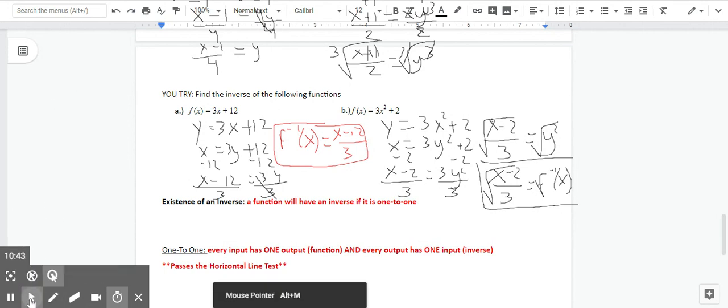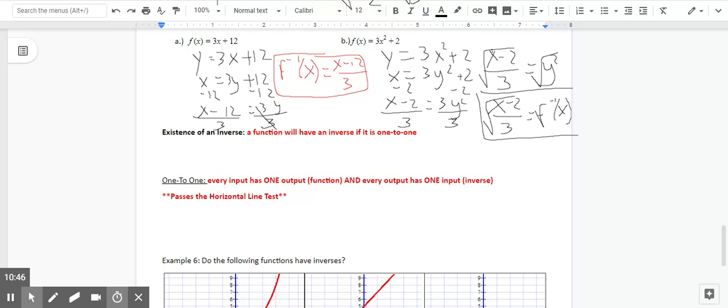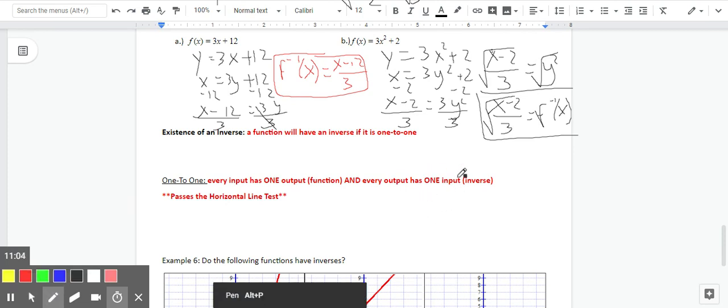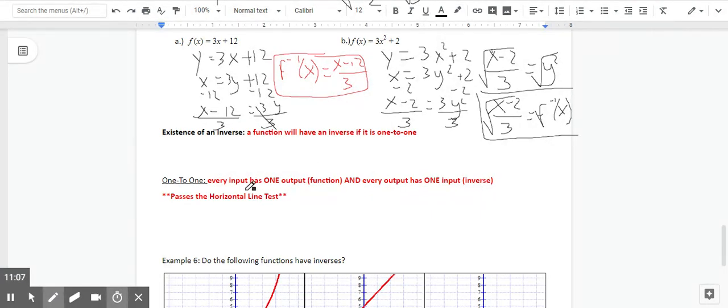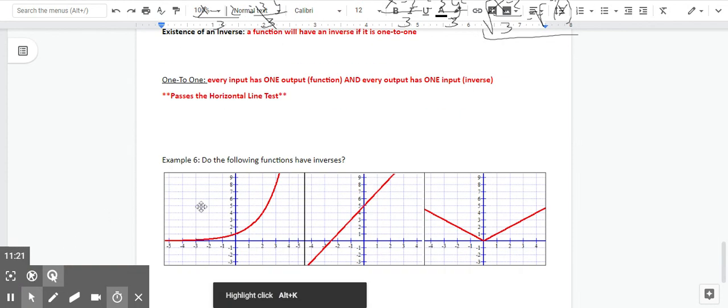Last thing, not all functions have inverses. In order to tell if a function has an inverse, the function has to be 1-to-1. What this means is that every input has one output, which is the definition of a function, and every output has one input, which means it has an inverse. So instead of just every x having one y, every y also has one x. And so it must pass not only the vertical line test, but also this horizontal line test. You can kind of guess what we're going to do: we draw a horizontal line and see if it crosses more than once.